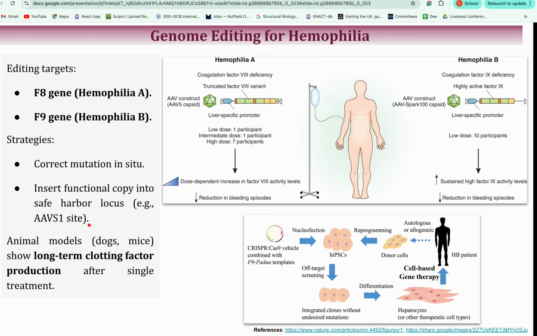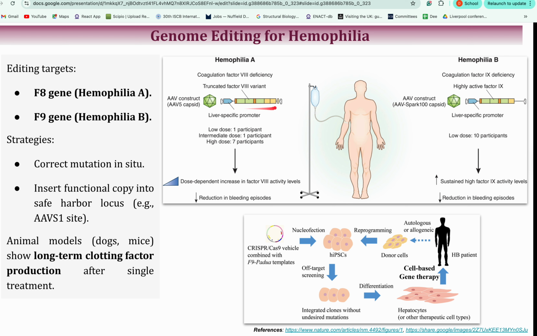Because we know that when we insert these corrected copies into the cells, we need certain constructs. So in this case, the adeno-associated virus is generally used, at the AAVS1 site, where we insert the functional copy. Animal models like dogs and mice show long-term clotting factor production, because this was checked in them after a single treatment.